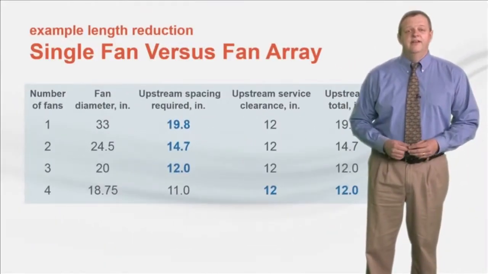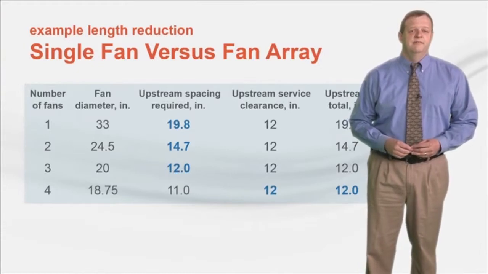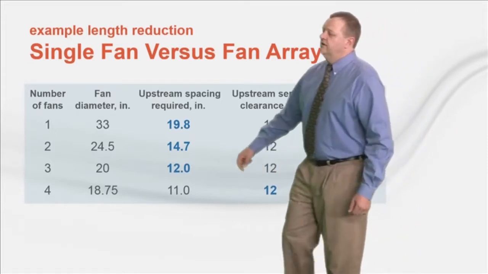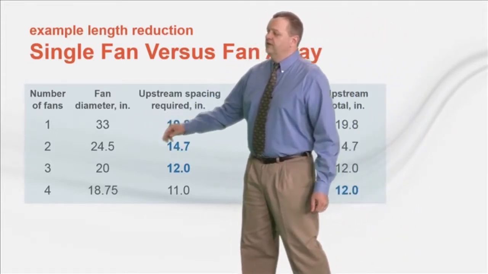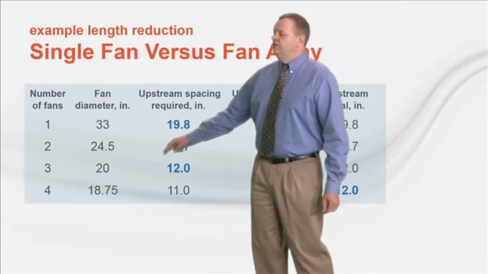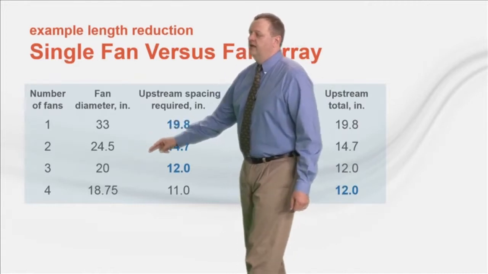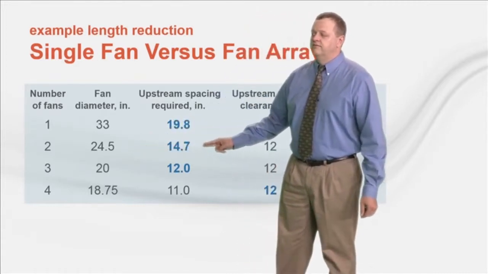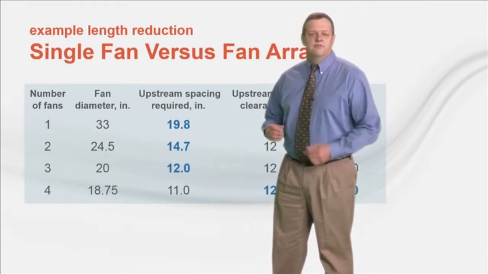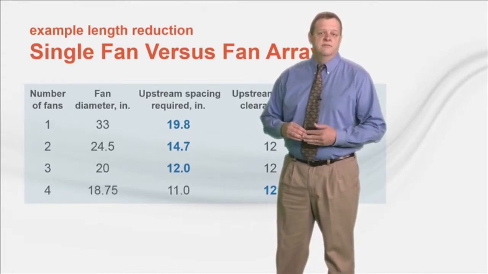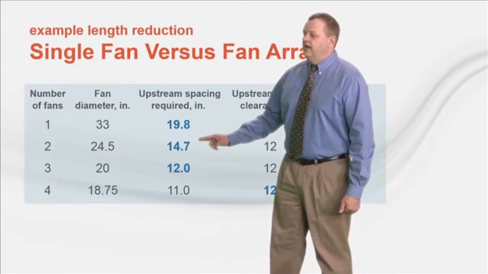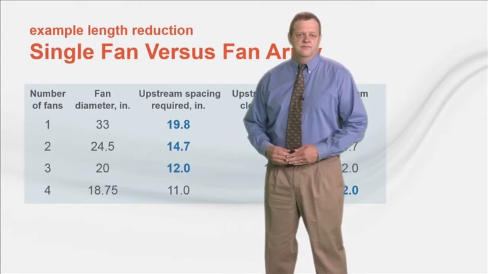For this example, an air handling unit is selected to deliver 15,000 CFM, and the fan is located upstream of the cooling coil. When a single 33-inch diameter fan wheel is used, the minimum spacing required upstream is 19.8 inches. If 2 smaller fan wheels are used in an array, the upstream spacing is reduced to 14.7 inches. As the number of fan wheels continues to increase, this upstream spacing continues to decrease. But you can see that the incremental benefit is greatest going from 1 to 2 fans, and not so much as the number of fans continues to increase.